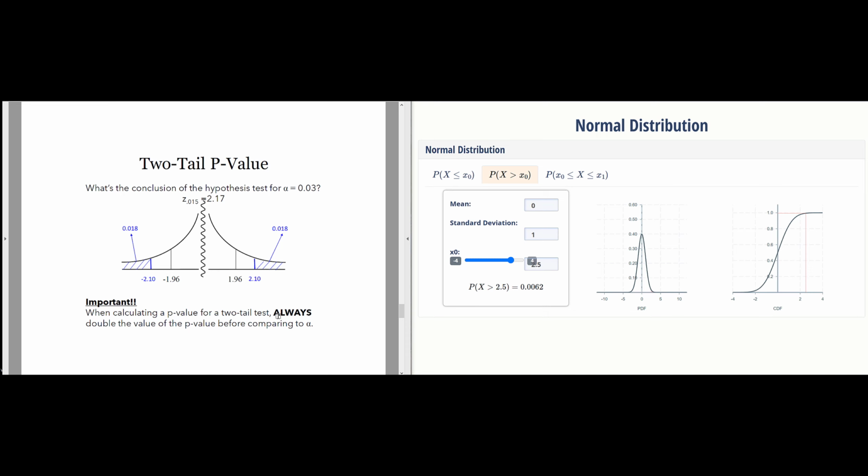Likewise, we can compute a p-value. Now, the p-value tells you the probability for one side when you're doing a two-tailed test. So you need to double the p-value before you compare it to your alpha to see whether the p-value is less than the alpha, meaning that it's significant, or greater than the alpha, meaning it's not significant.